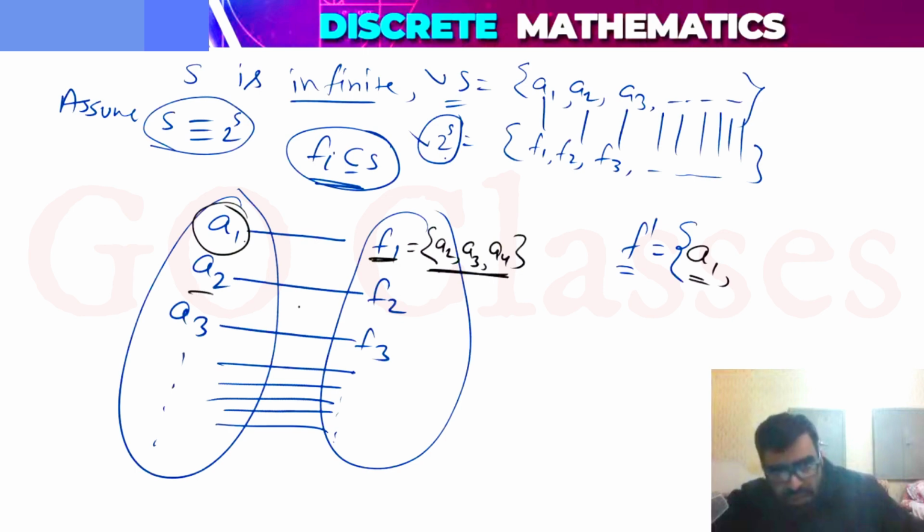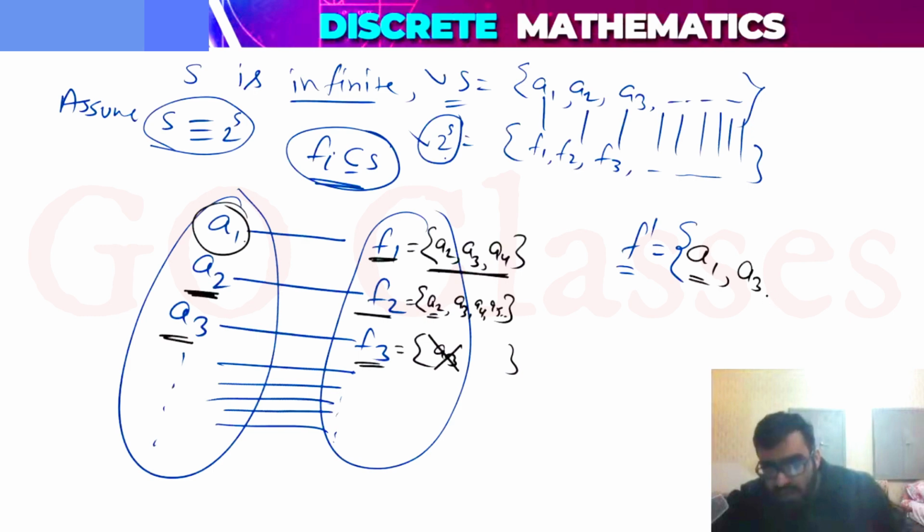Now a2 is pairing with f2, and let's assume this f2 is a2, a3, a4, a5, and so on. You can see this f2 contains a2, so I will not take a2 here. Now I will go to a3. If this f3 does not contain a3, then I will take a3. Let's assume a3 is not here, then I will take a3. And so on. This is how I will create an f dash.